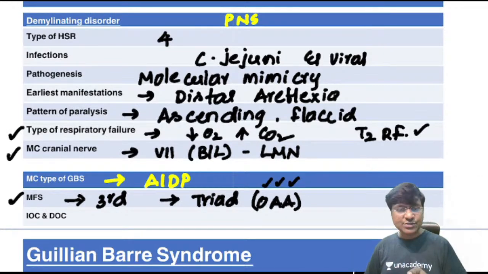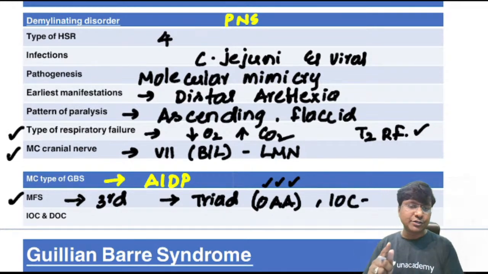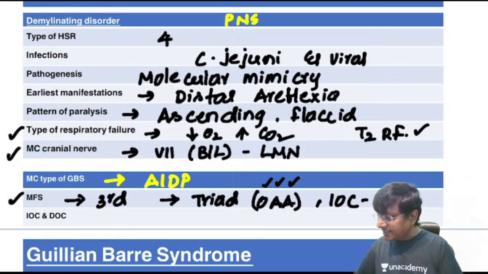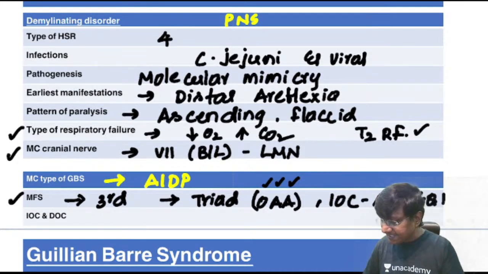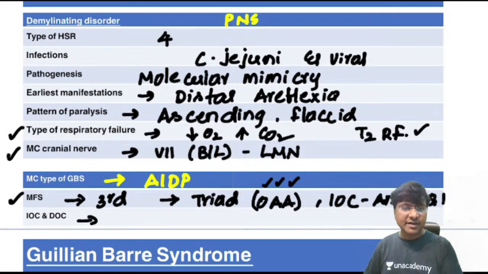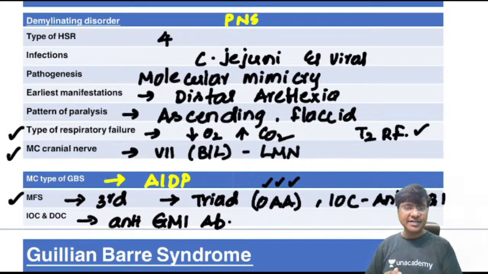Now, in case of Miller-Fisher syndrome, what is the investigation of choice? The investigation of choice is the antibody, and in Miller-Fisher's, the antibody will be anti-GQ1 antibody. Then you should know the investigation of choice in case of Guillain-Barré syndrome. In case of acute inflammatory demyelinating polyneuropathy, the antibody will be anti-GM1 antibody. Right, anti-GM1 antibody.